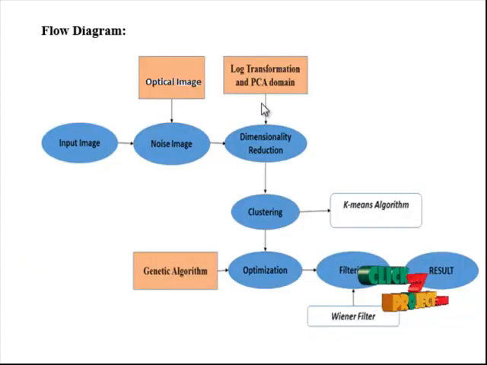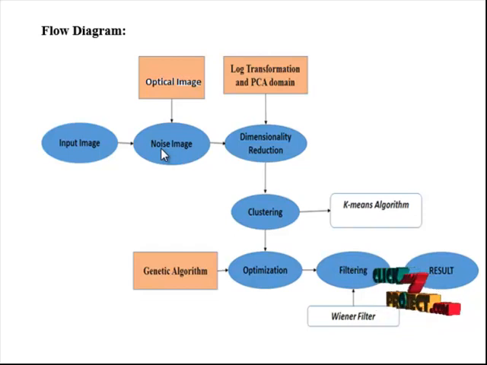Let me discuss the flow diagram for our process. Here, the input image is taken from the dataset folder. Here we take the SAR image as the input image. In the noise image stage, an image is corrupted by the optical image. One goal in image restoration is to remove the optical image from the SAR image in such a way that the original image is discernible.